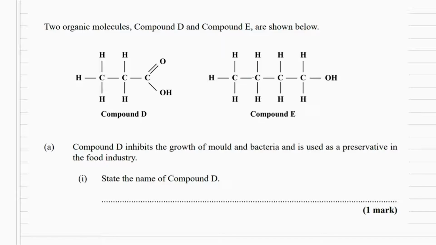Now, it reads, compound D inhibits the growth of mold and bacteria and is used as a preservative in the food industry. Then it simply asks us the first question: state the name of compound D. Now we've seen here that compound D has a carboxylic functional group, and it has three carbon atoms. So with 3 carbon atoms, the prefix would be prop, and because it has a carboxylic functional group, the suffix would be anoic. So the name of compound D is propanoic acid.